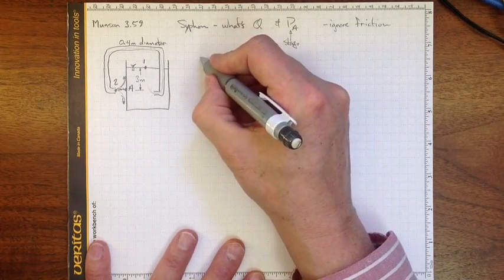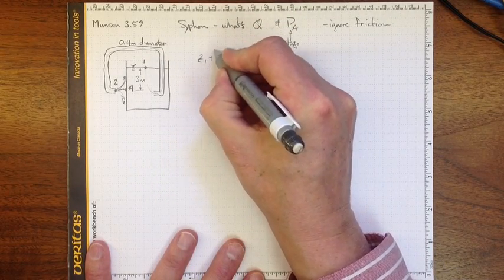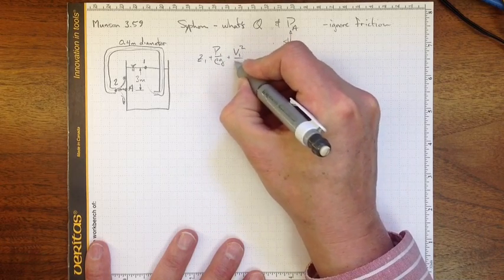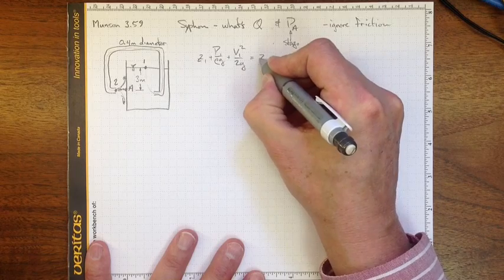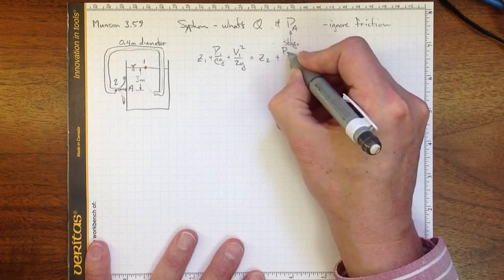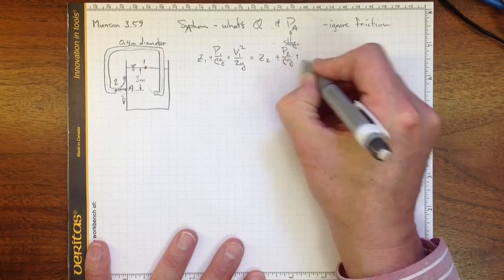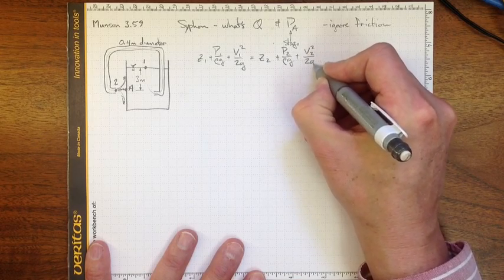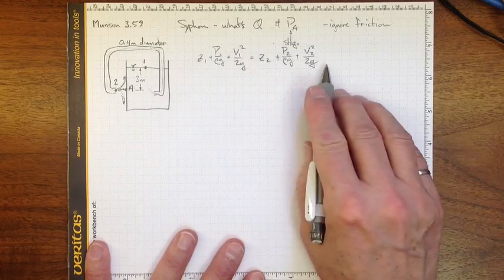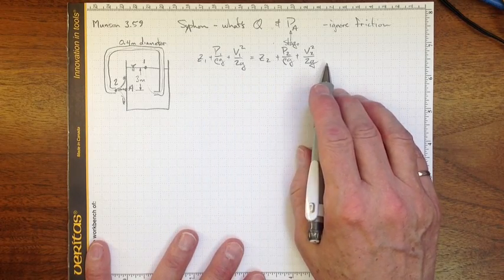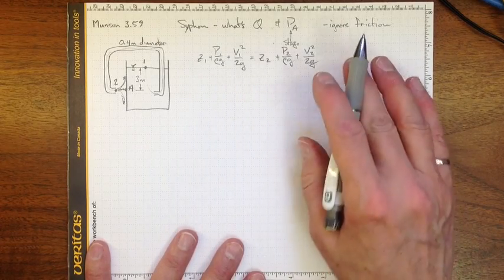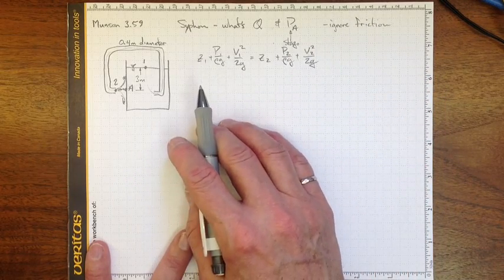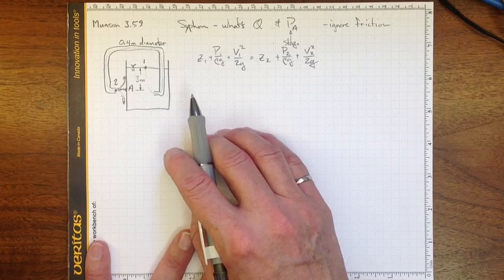So we can write Bernoulli from 1 to 2. Z1 plus P1 over rho g plus V1 squared over 2g equal to Z2 plus P2 over rho g plus V2 squared over 2g. Always write out the whole equation and then carefully cross out the things that turn out not to matter, and things will work out okay. If you try to just jump to the reduced equation, you're likely to get into difficulty.